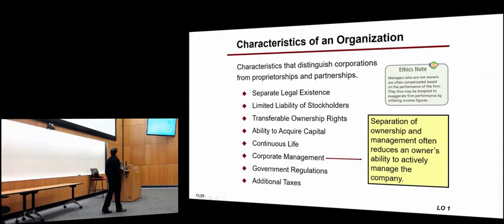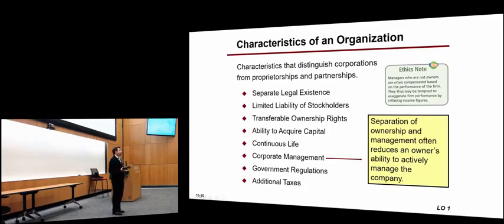Some of the disadvantages of corporations is that there's a separation between management and ownership. With partnerships, usually you have the partners who actually manage the company, right? With proprietorships, it's the same thing. It's the owner who keeps track of the company's management. With corporations, shareholders are separate from management.